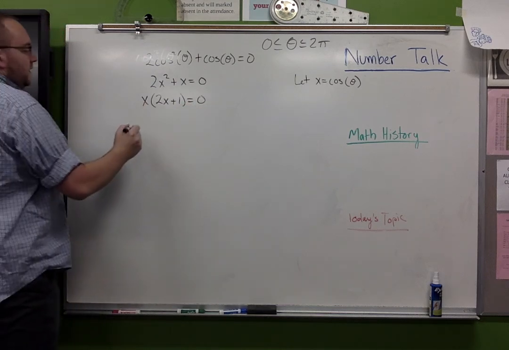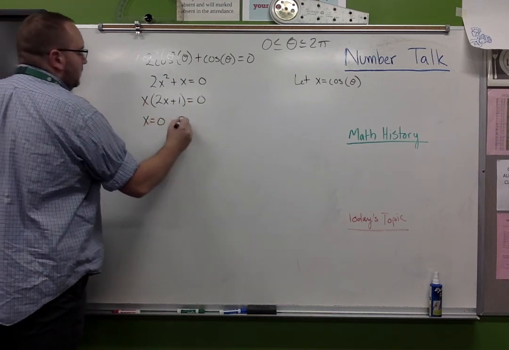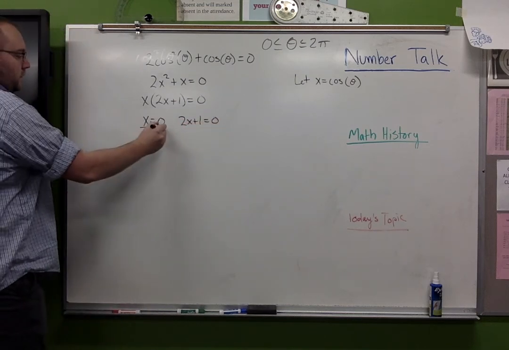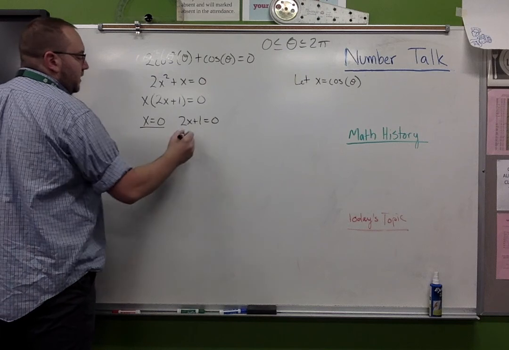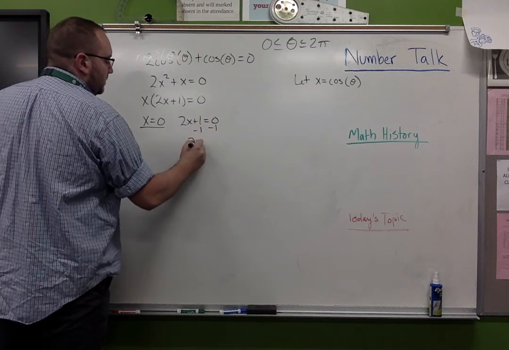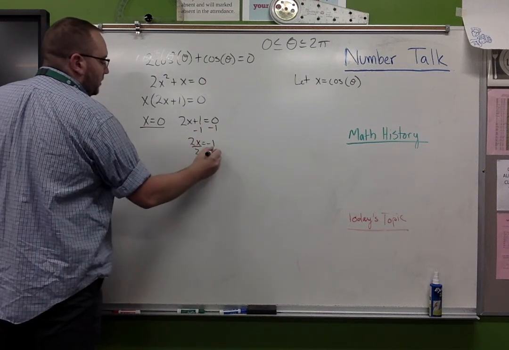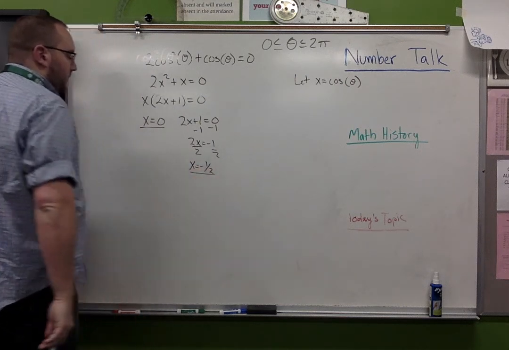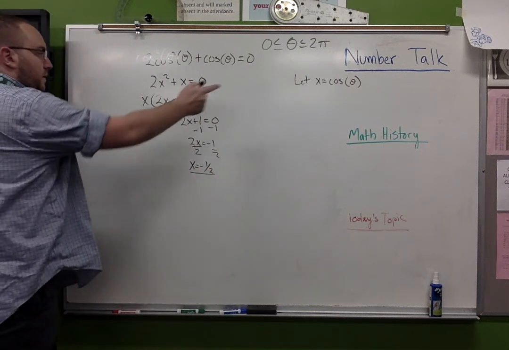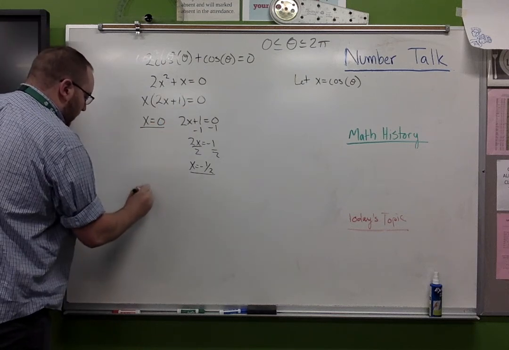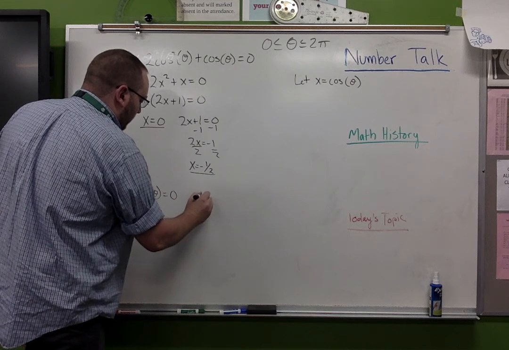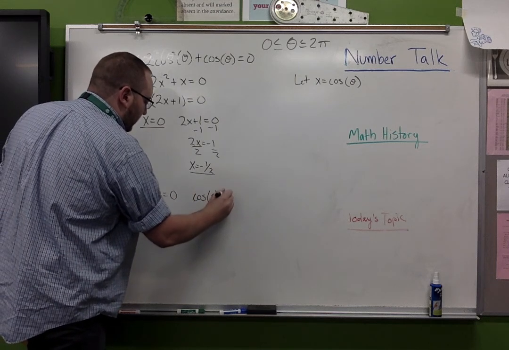Set each factor equal to 0. X equals 0. 2x plus 1 equals 0. We're done here. Let's get x by itself over here. Minus 1 both sides. Divide by 2 both sides. So x equals negative 1/2. Okay, now replace x with cosine. So cosine of theta equals 0. Cosine of theta equals negative 1/2.